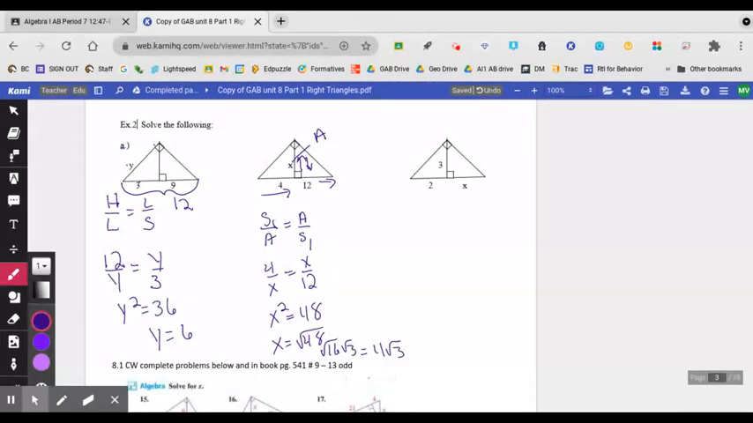I want you to pause and try the last example on your own. In this last example, I want to use SAS because I'm looking for the altitude. So I'm going to say 2 is to 3 as 3 is to X. So 2X equals 9, so X equals 4.5.